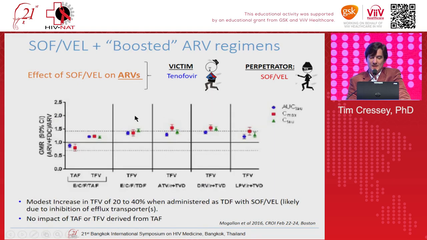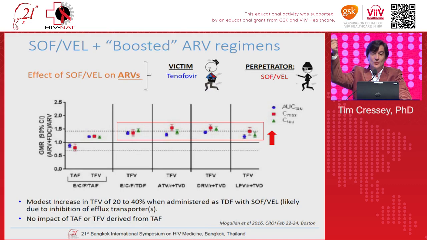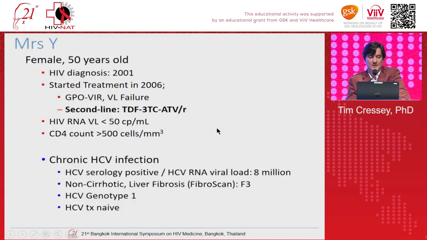Similarly, when you give SOF-VEL with boosted PIs, the tenofovir is also increasing, so it's not just with efavirenz or non-boosted regimens. And we know already that tenofovir levels are higher with boosted PIs, so here you're adding this on top, and it's probably going even higher. So this is a little bit tricky. Giving SOF-VEL with a boosted PI, the tenofovir concentrations are going to be somewhat higher than without the hepatitis C treatment with SOF-VEL.